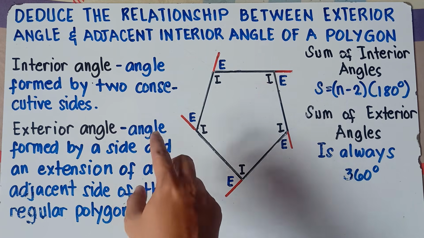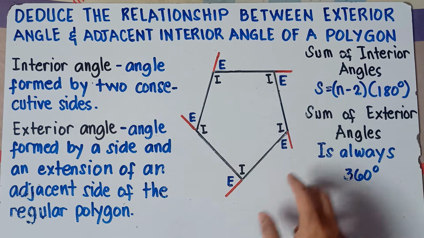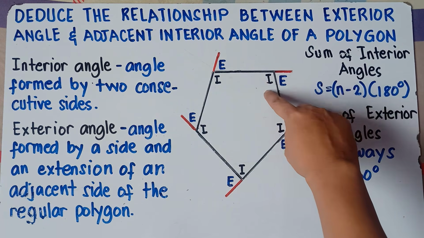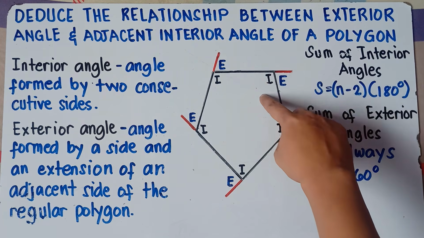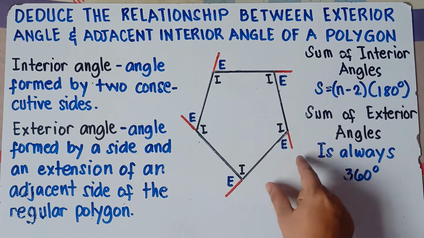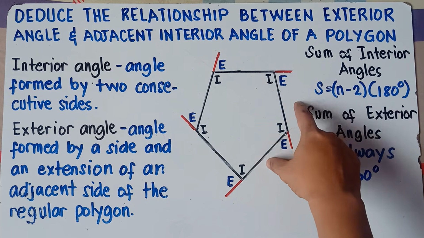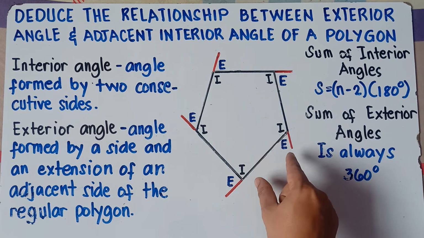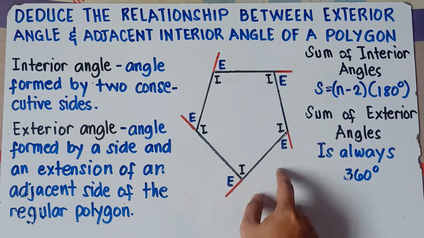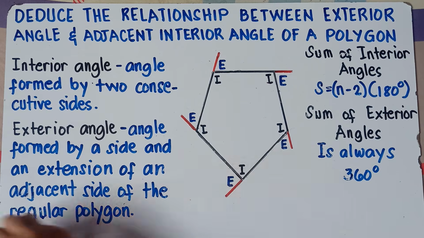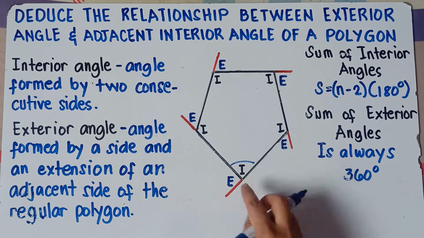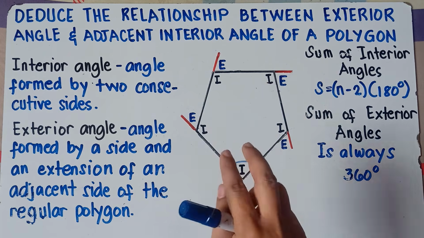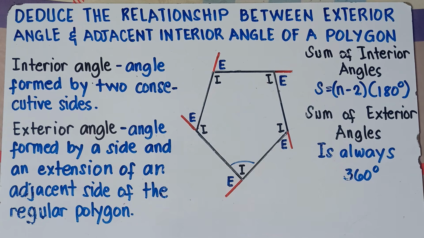Now, interior angle is formed by two consecutive sides. If you have these given two consecutive sides, you can form an angle, and this angle right here is what we call the interior angle. Same with this one, the second side together with the third side, two consecutive sides. You can form an angle, and this angle is also an interior angle. Same with the third side and the fourth side. You can form an angle, and this angle right here is what we call the interior angle. So the angles inside the polygon are what we call the interior angles.